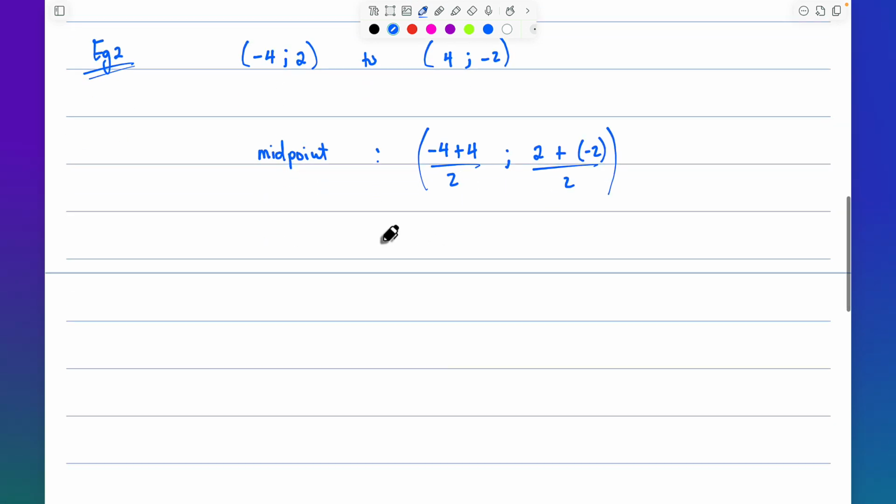All right. The midpoint, therefore, is negative 4 plus 4, which is 0. Divided by 2, that gives you 0. 2 plus negative 2 is the same as saying 2 minus 2. That's also 0. Divided by 2 also gives you 0. So the midpoint of this is your origin.